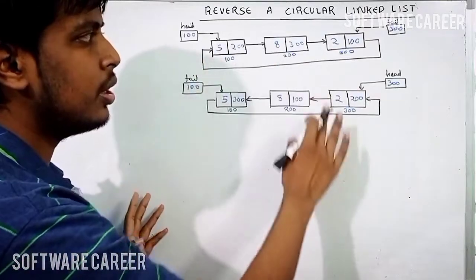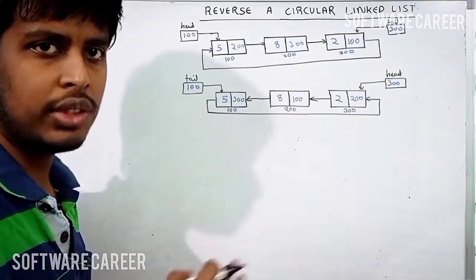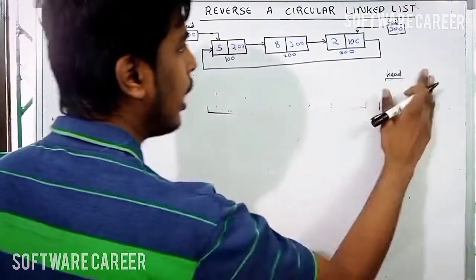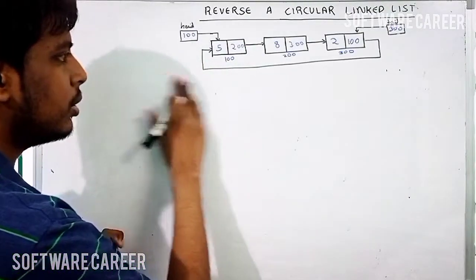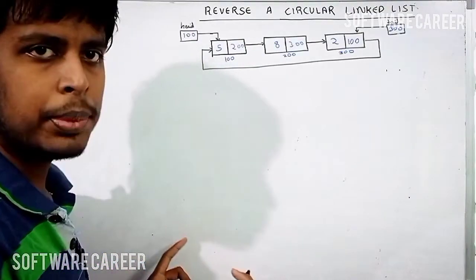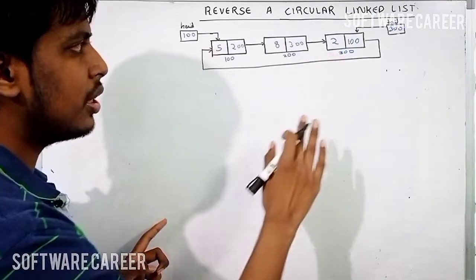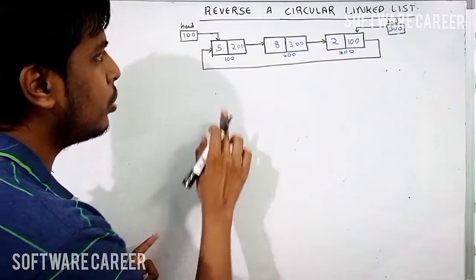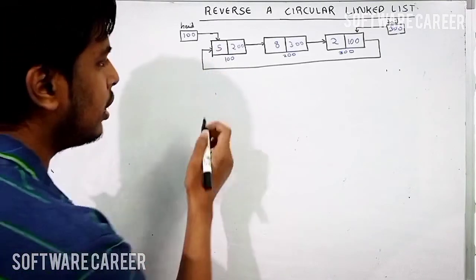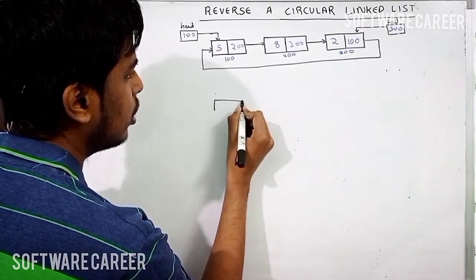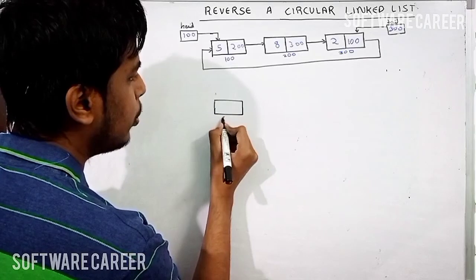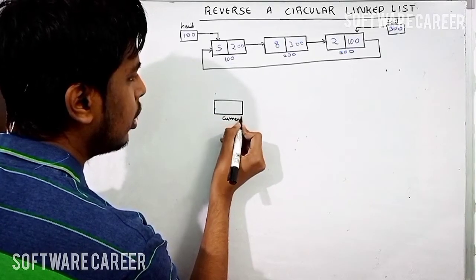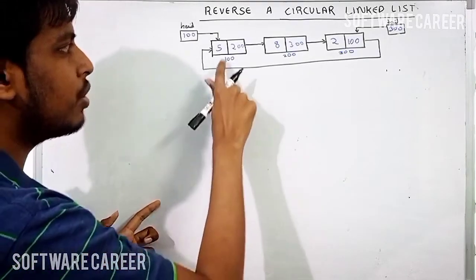So we should reverse a circular linked list. Let's see how to reverse it, and I'll also teach you how to write the code. The first step: this is the circular linked list, and you should create a pointer called current, and that current pointer should point towards the first node. So I'm creating a current pointer, and this pointer should point to the first node.